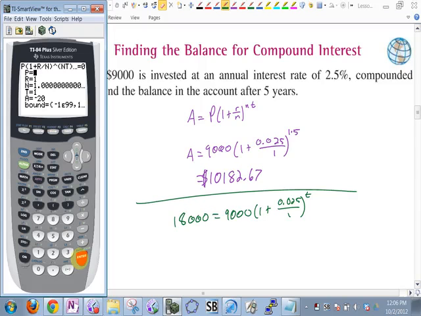Okay? So for this particular problem, what do I want to type in for P? 9,000. So you can type 9,000. What do I want to type in for R? What do I want to type in for N? How about for T? And then isn't A what I want to solve for? So I press alpha, enter. And there you go, 10,182.67.